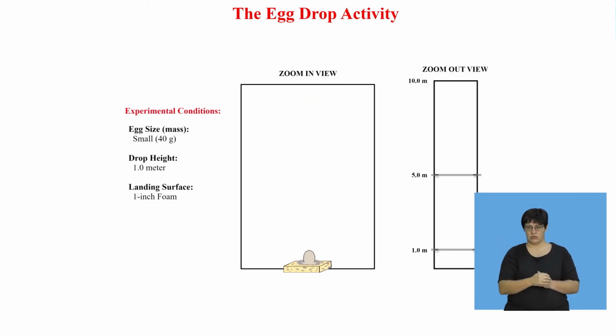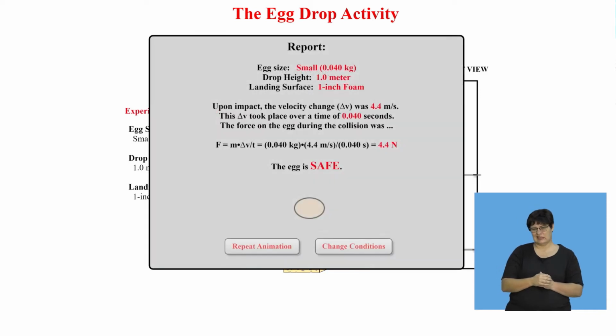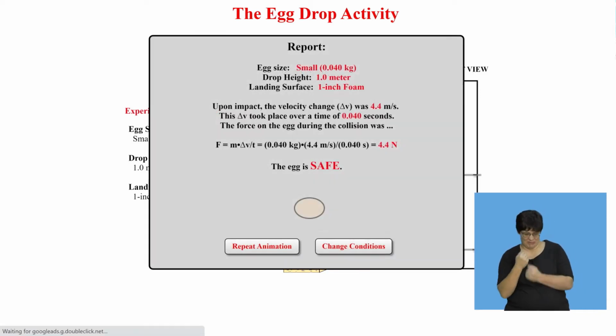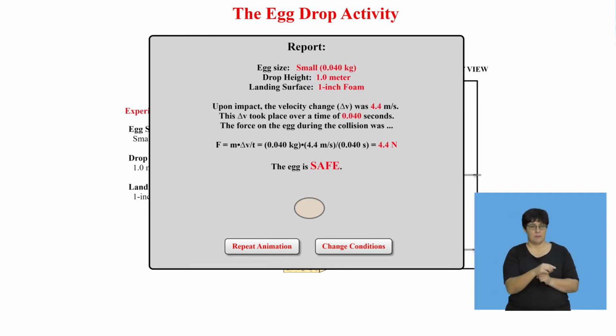Okay. It says the egg's safe, but it still looked like it broke a little. Let's see what was the same. It still changed by the same velocity. It was still going 4.4. The time is now 10 times longer, okay? So it took longer to stop. It now only experiences a force of 4.4, and the egg was safe. It looked a little broken to me, but it's all right.